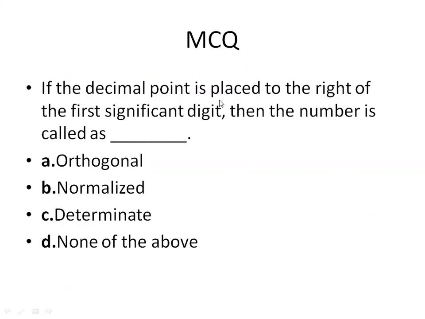If the decimal point is placed to the right of the first significant digit, then the number is called as what? We all know, the decimal point is the radix point. So you are placing that radix point to the right of the first significant digit. What is the first significant digit? It is the MSB. So after the first MSB, you are placing the dot. Then the number is said to be what? As we all know, it is a normalized number. Therefore, it is option B, normalized.